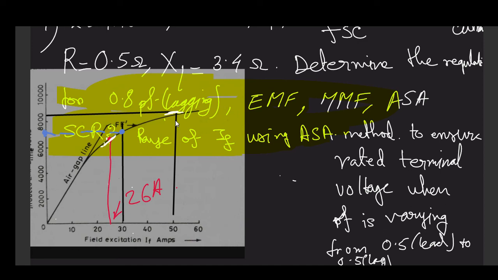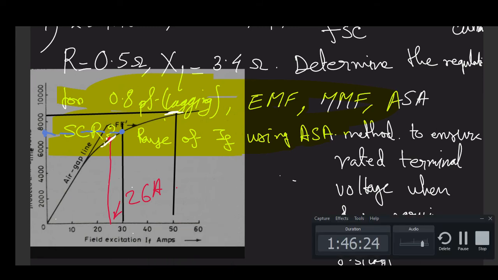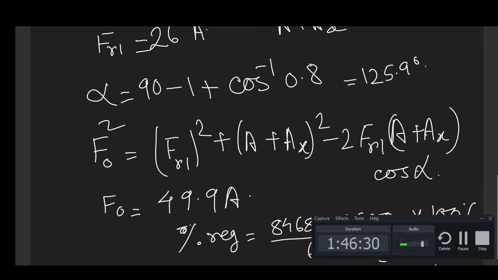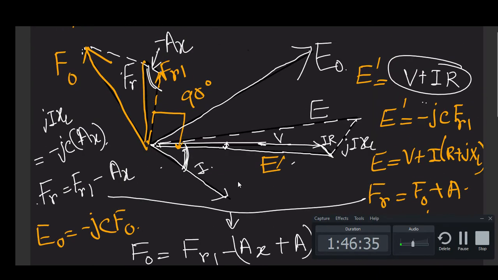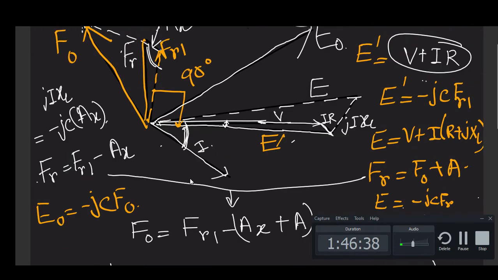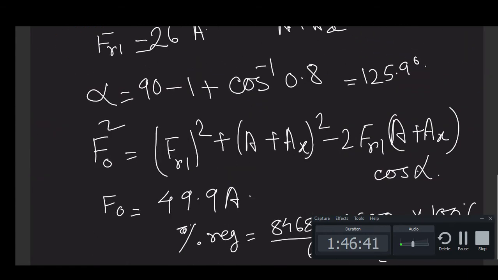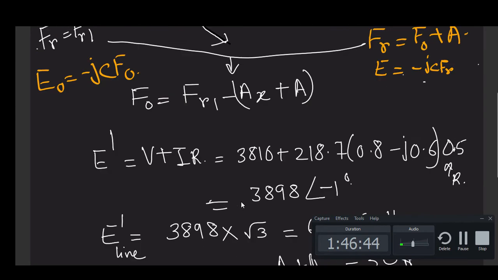Now we figure out the power angle. In the last case, our power angle was some value. Now here we have to figure out the power angle. Well, so let us start our discussion on the modified MMF method, that is the ASA method.